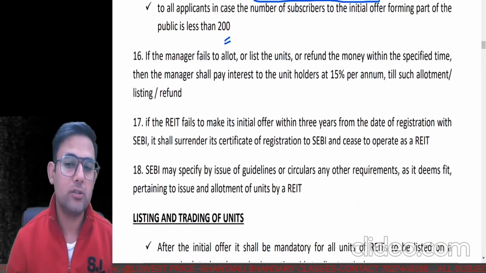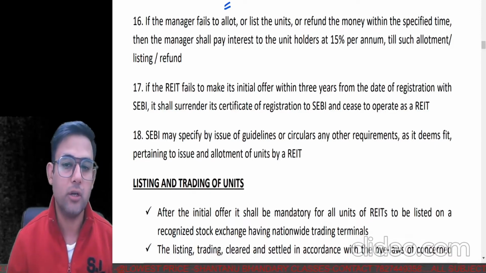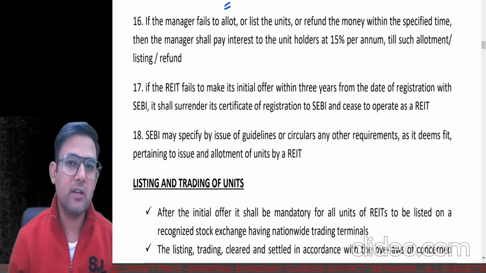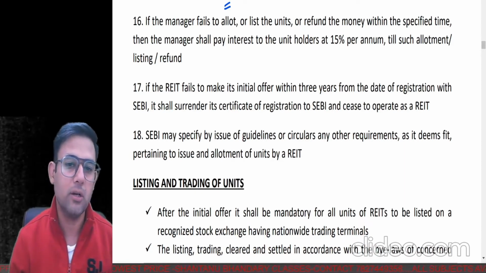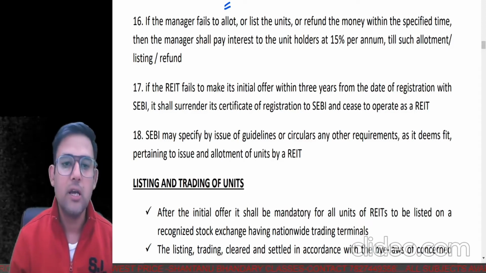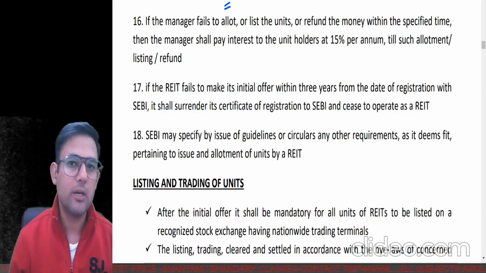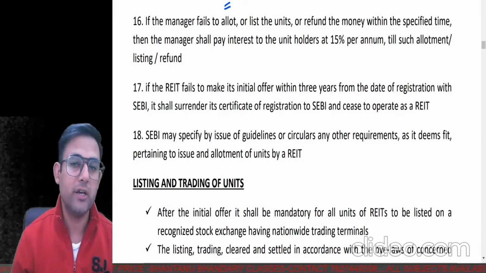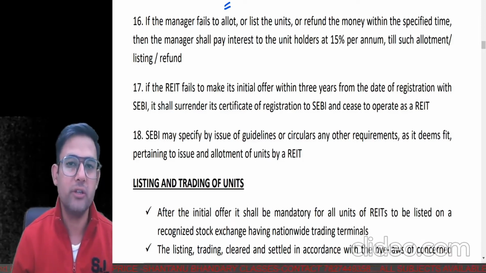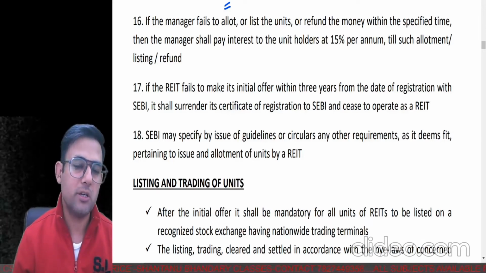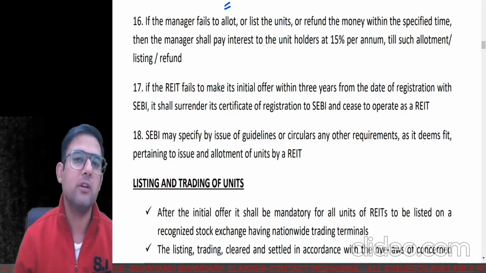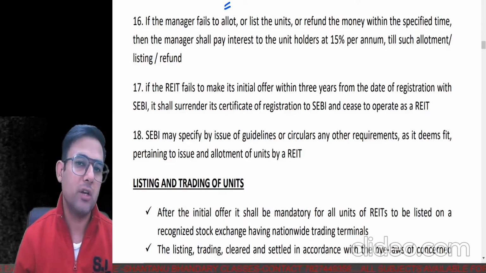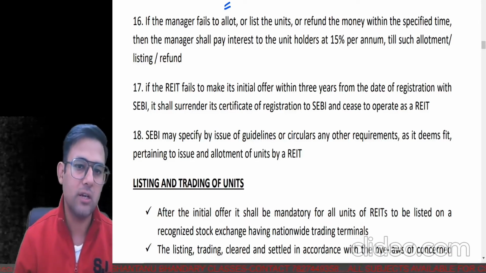Plus, if the REIT gets registered with SEBI, and then 3 years have passed and the REIT hasn't really done anything, then it gives the indication that the REIT is not interested. So the REIT has to surrender the certificate to SEBI. It is simple. If you have registered specifically as a REIT to do the work of a REIT, and after the registration more than 3 years have passed and no activity whatsoever has been undertaken, then that is prima facie an indication that the people are not interested in doing the REIT business, so they have to surrender the certificate.